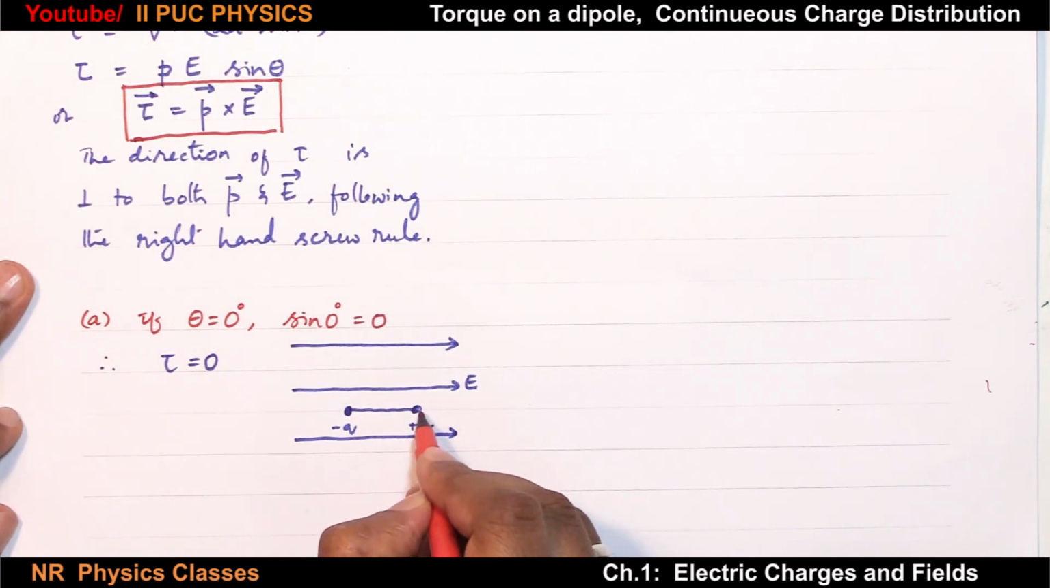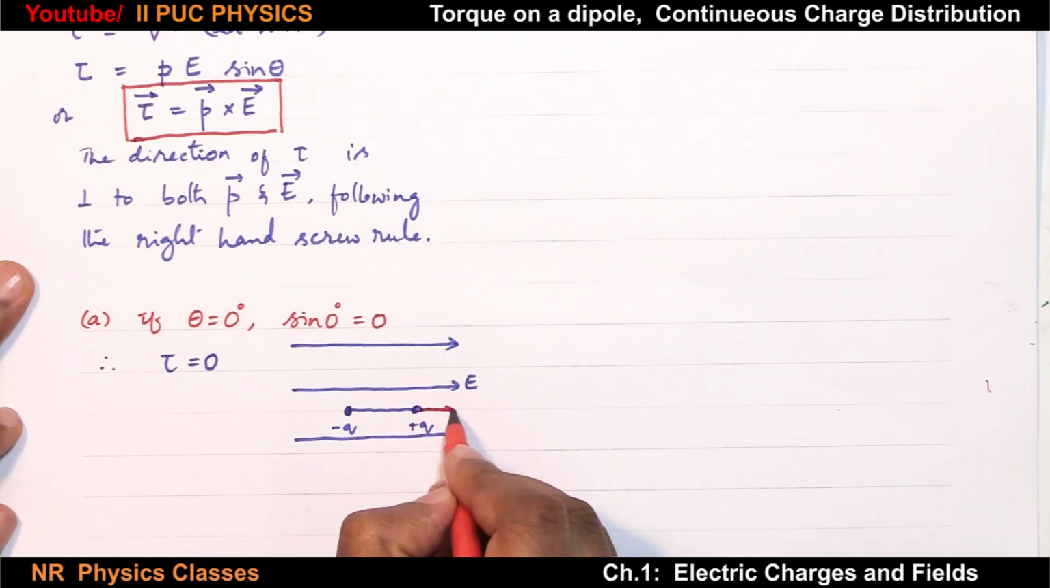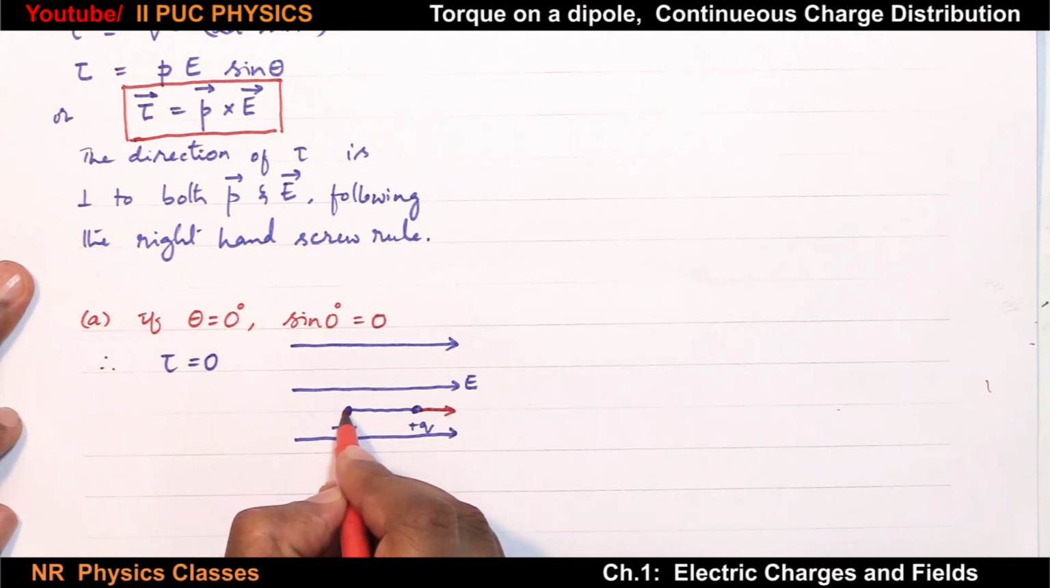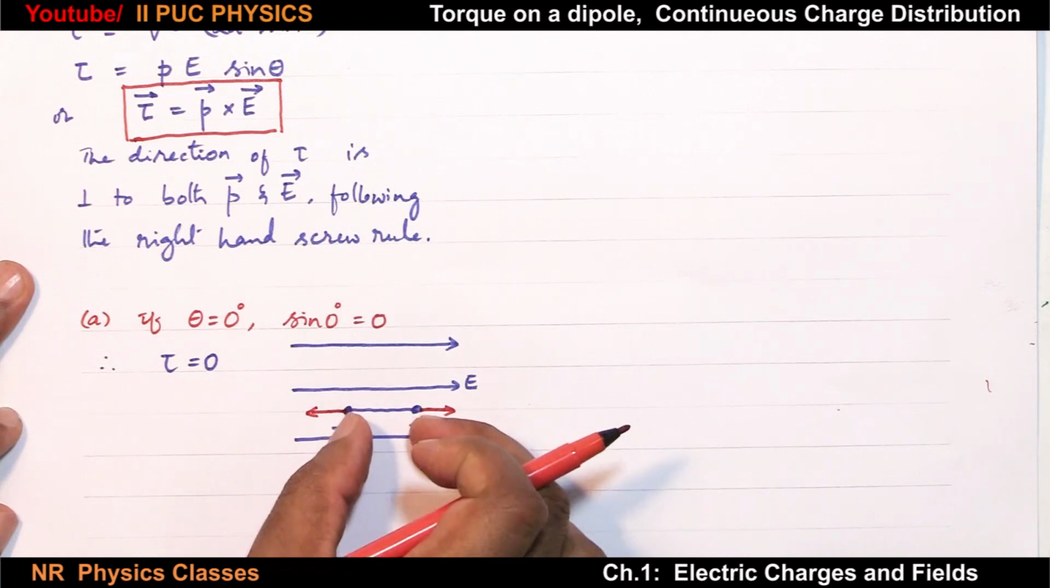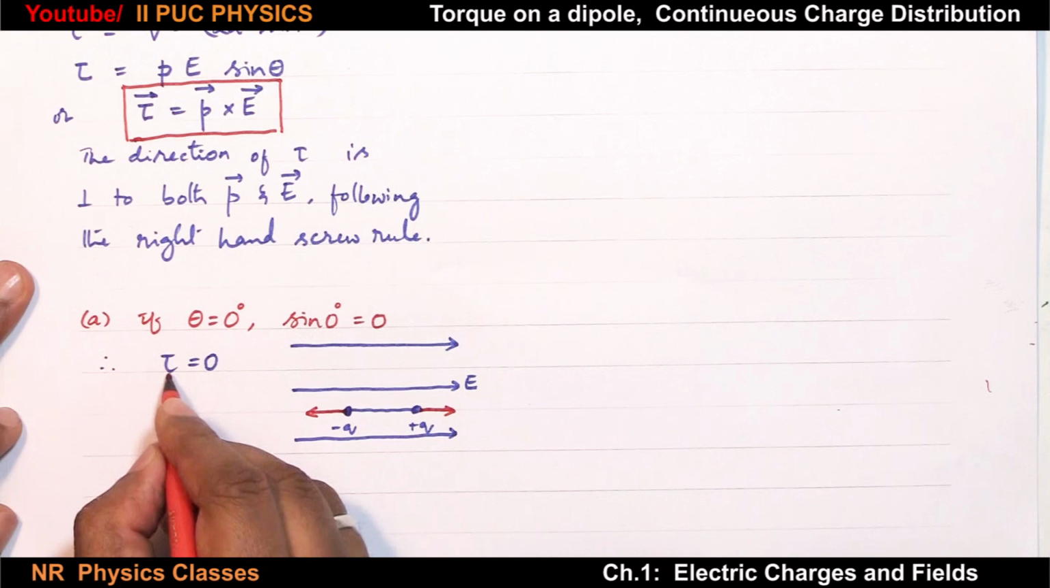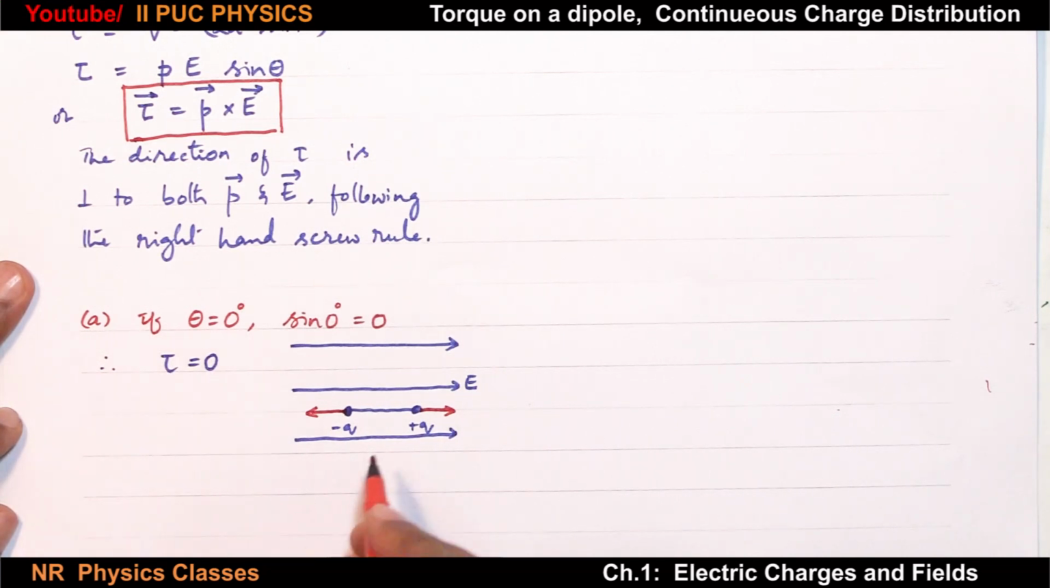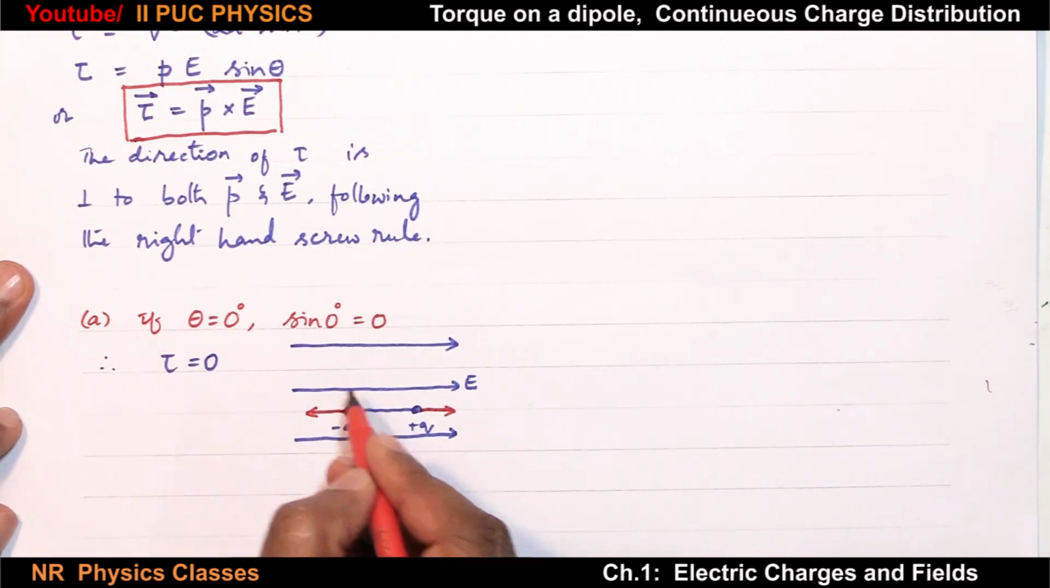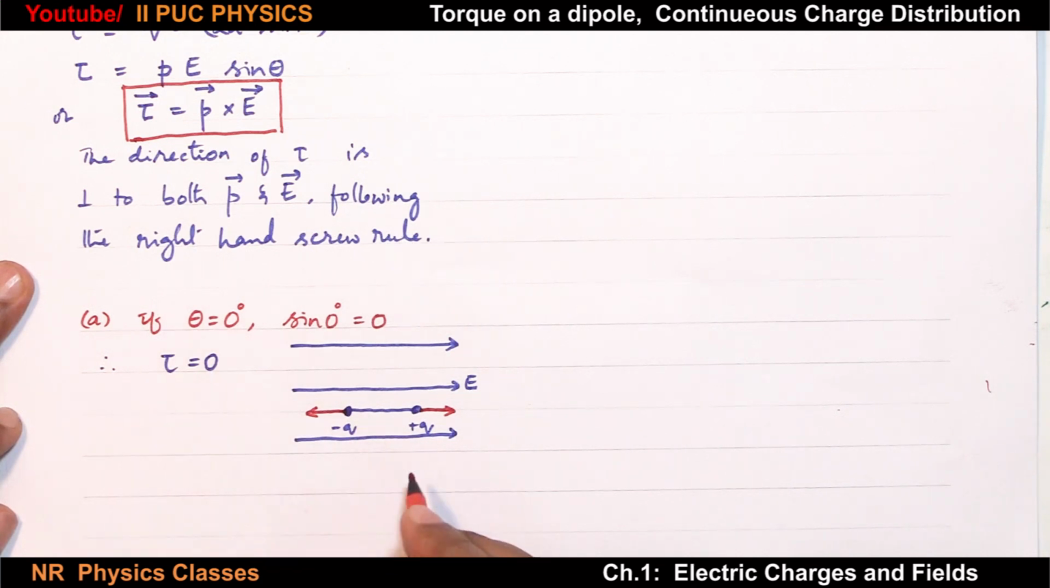This is electric field. Force on plus Q is towards E. Force on minus Q is against. These two are pulling the dipole apart. There is no rotation. That is the meaning of tau equal to 0. Resultant force is 0 and torque is also 0. This is for your reference. Tau is 0, nothing but torque is 0, and resultant force, Fr stands for resultant, is also equal to 0.